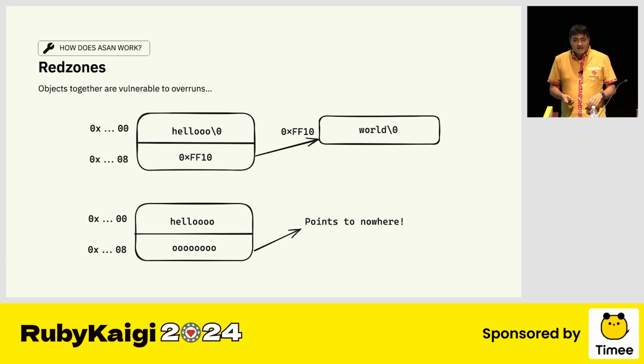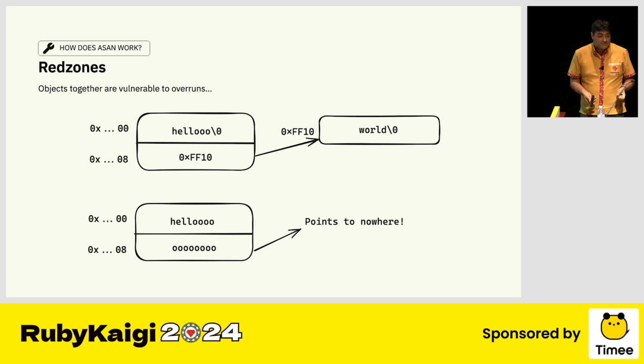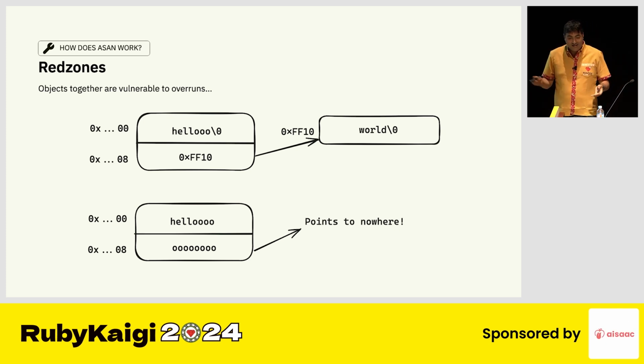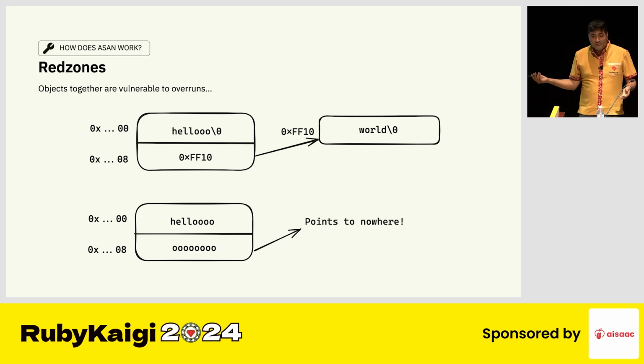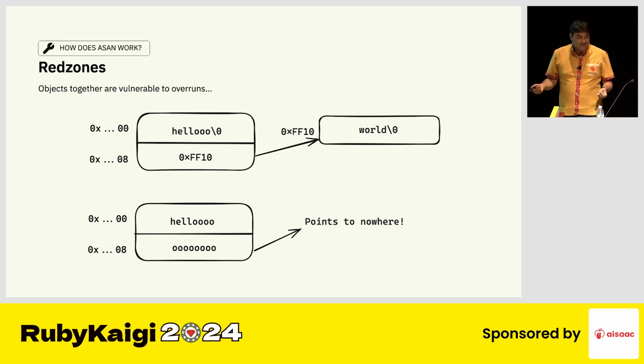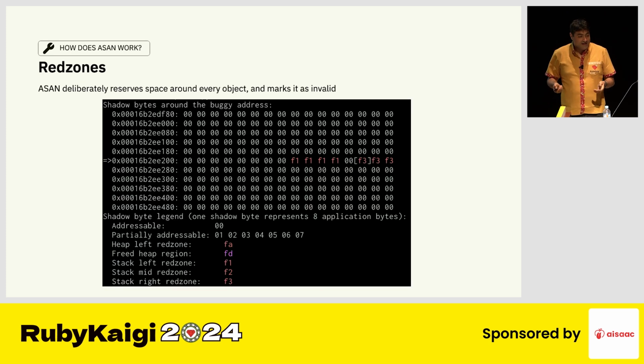The other thing that ASAN does is put red zones between objects. So normally, C will often lay objects out next to each other. And if you remember from our previous hello world example, we had hello and world next to each other. So when we overflowed hello, it clobbered world. So ASAN avoids this by making sure to allocate kind of extra empty space around every object.